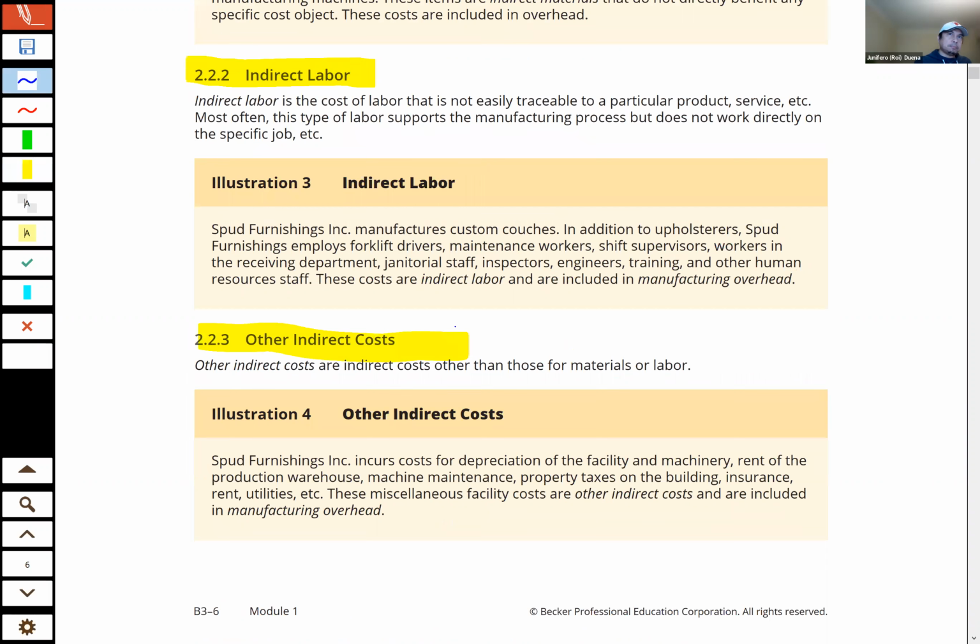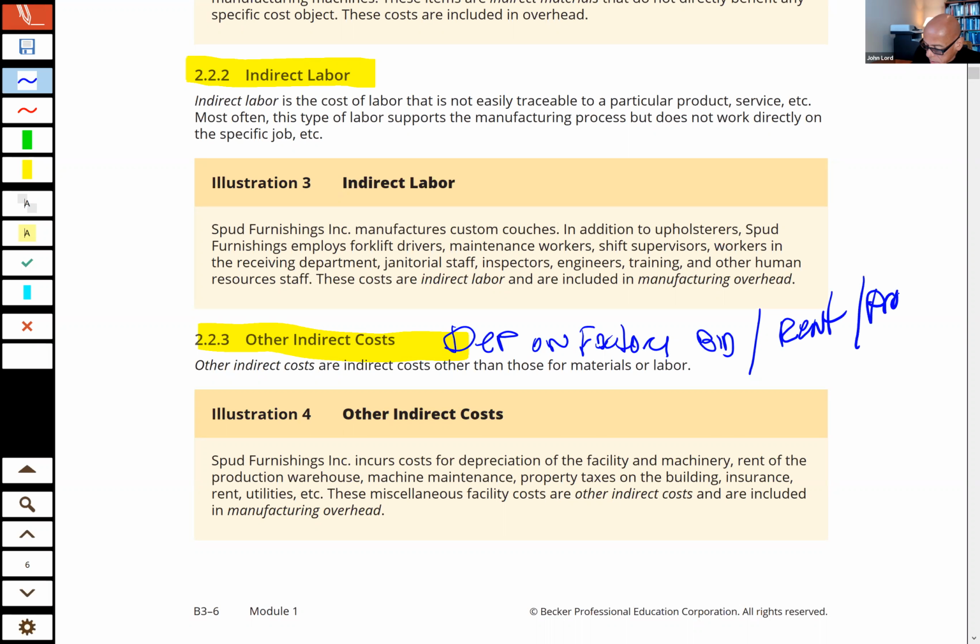Okay. And then the other indirect costs, and I've already given you a listing of some of those, but just remember, we talked about depreciation. Now be careful, depreciation on what? On the factory building. Okay, that's a common trick in cost and managerial accounting questions, in which they give you depreciation on the administrative offices. That's a period cost. It's depreciation on what? On the factory building that would be a product cost, and thus be counted as an indirect cost or overhead, right?